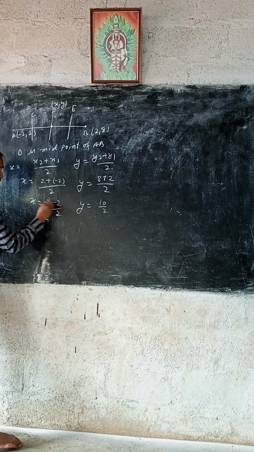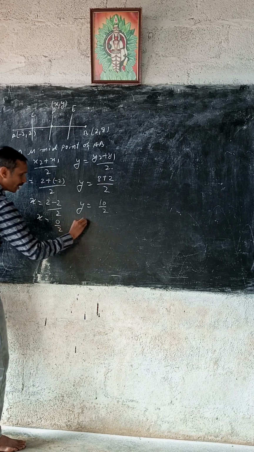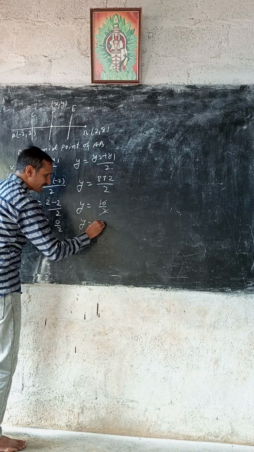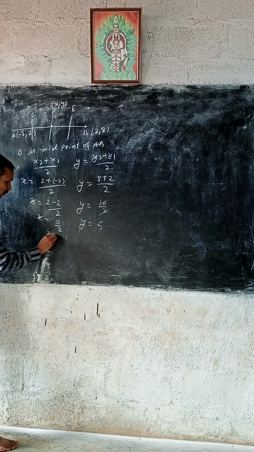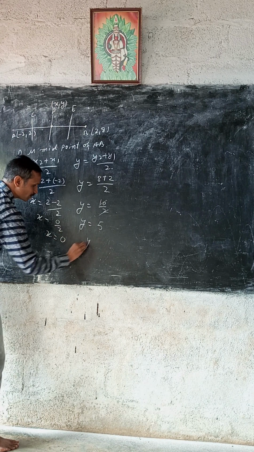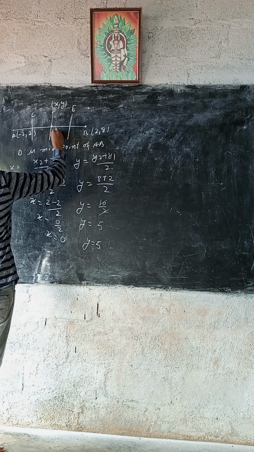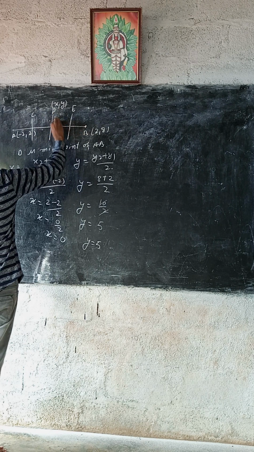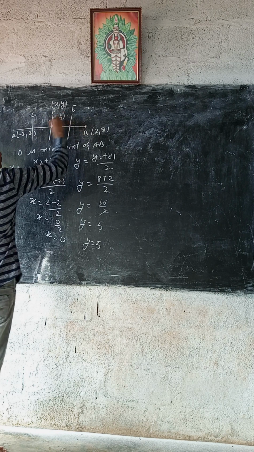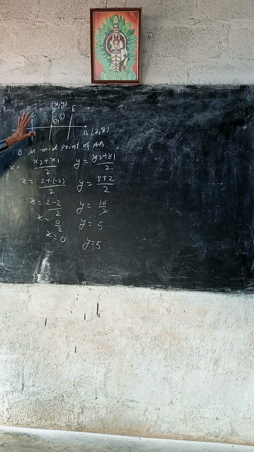X is equal to 2 minus 2 is equal to 0 by 2. And y is equal to 2 5s are 10, so 5. Then x is equal to 0 and y is equal to 5. Now the D point we got is 0, 5. This is the midpoint, the D coordinates we got.